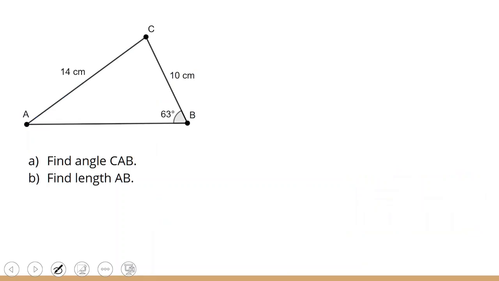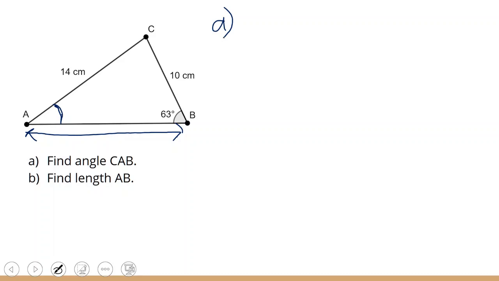So here we have a triangle ACB. One, we need to find the angle CAB, so this one over here. And two, we need to find the length of AB, so this one over here. So let's just work that out one by one. So let's start off with A.